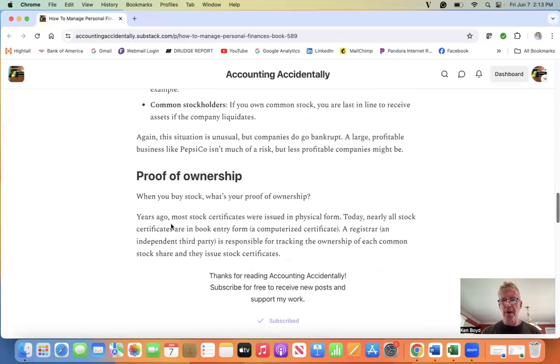Finally, proof of ownership. When you buy stock, what's your proof that you own something? Years ago, most stock certificates were issued in physical form. You actually got a piece of paper. Today, nearly all stock certificates are what they call book entry form, which is a computerized certificate. A registrar, an independent third company, is responsible for tracking every share and who owns it, and they issue stock certificates. So that's as far as we'll get on the basics of common stock.